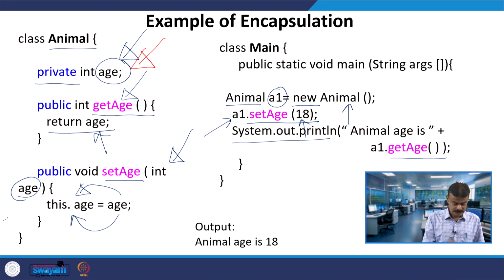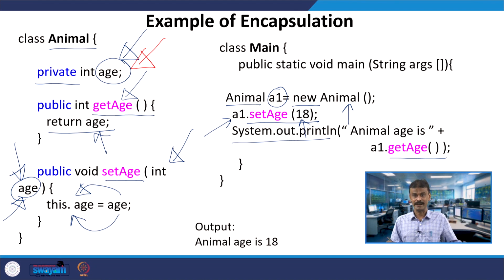Here I am able to access age, because this function setAge is a public member function. In fact, I am talking in terms of Java, a public method. This public method can access age, and age is assigned to this.age, that means the age is getting the value 18.